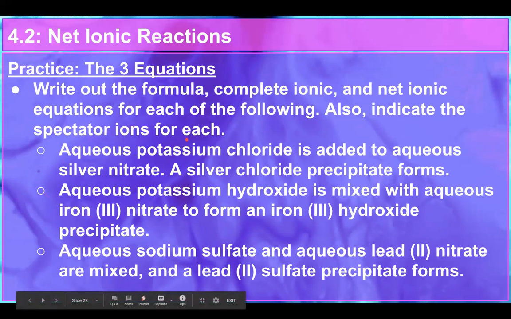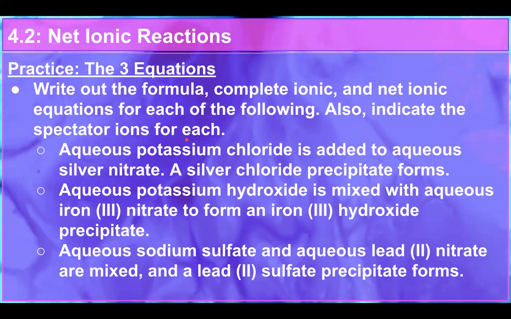At the end of this, I'm going to give you a couple more things to practice with, and these are going to be ionic equations. I want you to write out the complete ionic and then the net ionic equations for each of the following examples. We have aqueous potassium chloride added to aqueous silver nitrate. A silver chloride precipitate forms. I even tell you what the precipitate is in this case. So write out the formula, the molecular equation, the complete ionic and the net ionic equations, and then indicate our spectator ions for this.